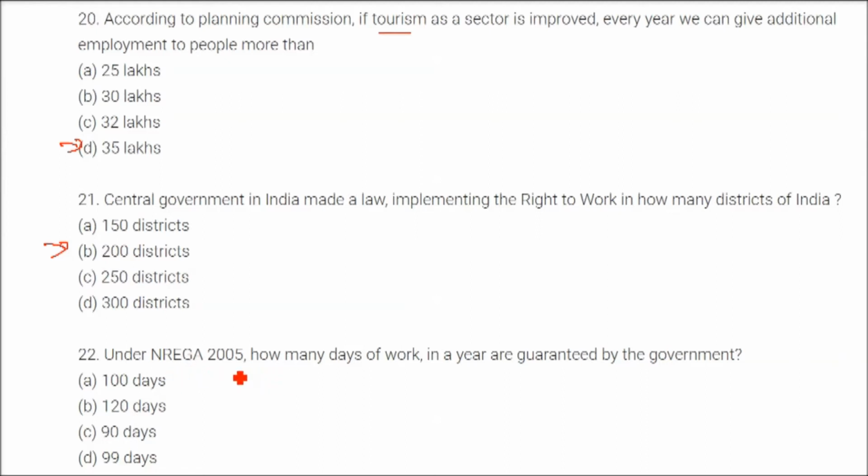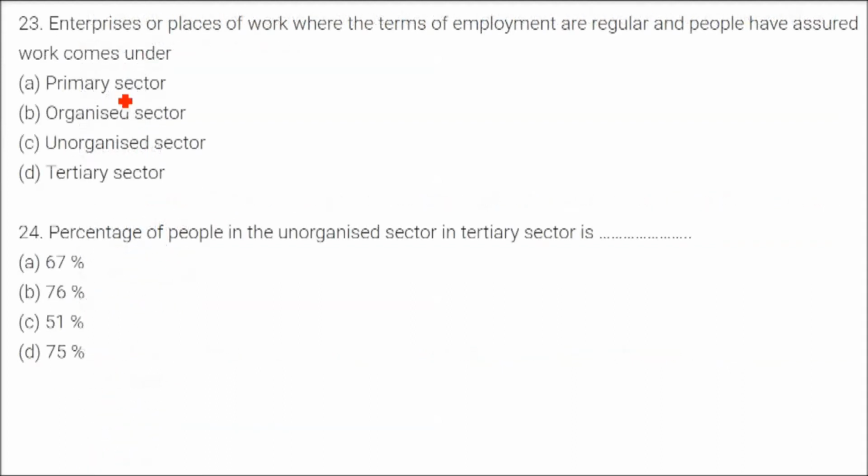Under Narega or Manrega 2005, how many days of work in a year are guaranteed by the government? So 100 days are guaranteed. That is a little more than 3 months. Enterprises or places of work where the terms of employment are regular and people have assured work come under. So here regular and assurance, that means we are talking about the organized sector. Percentage of people in the unorganized sector in tertiary sector is 76%.